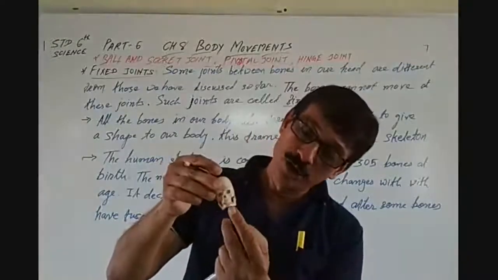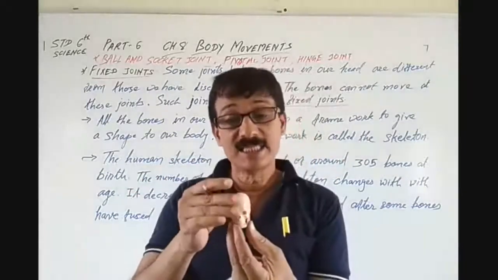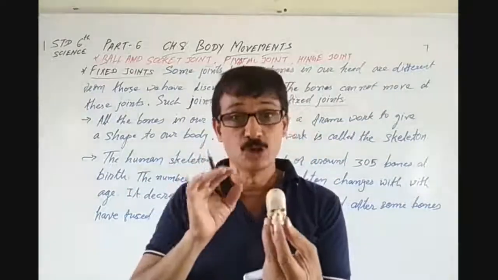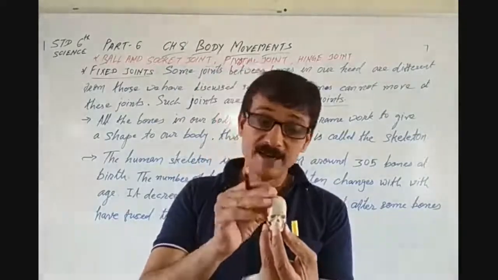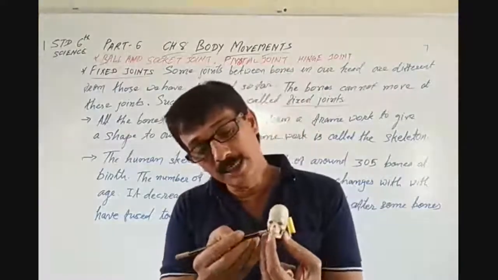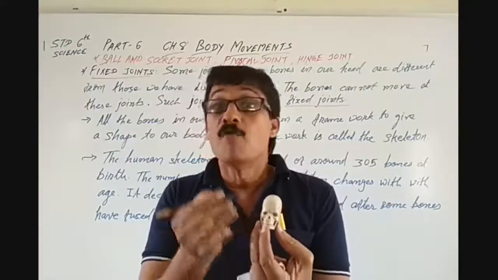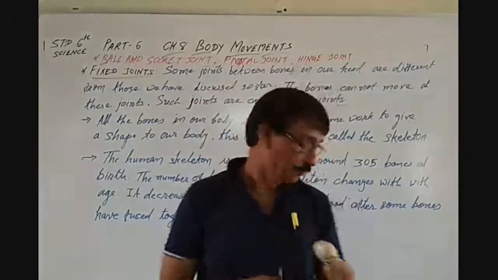Okay, so this is the lower jaw and all the other parts, where fixed joints are there, and this is the head. Okay, so the upper jaw is joined with a fixed joint with the head, we can say.